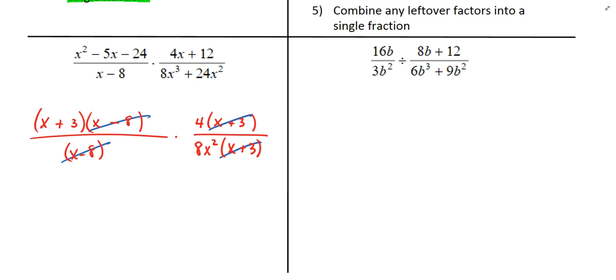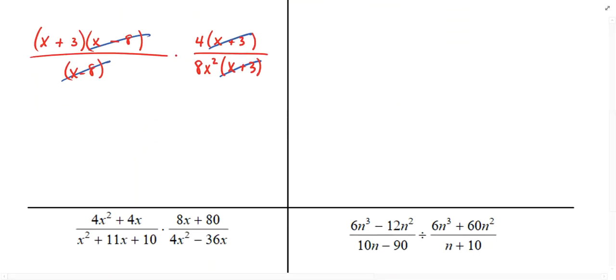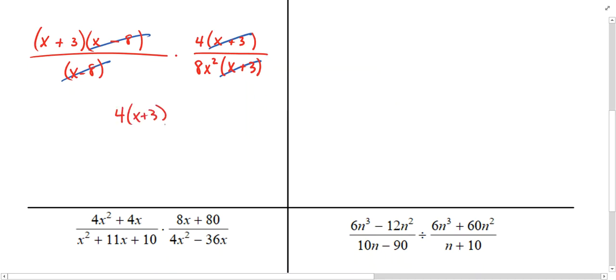So at this point I would consider step number 4 and combine any leftovers, and that would leave us with 4 times x plus 3 in the numerator and 8 times x squared in the denominator. No other factor groups there. And while this is an okay answer, it's not the best answer because I just noticed that the 4 and the 8 could also be factored additionally.